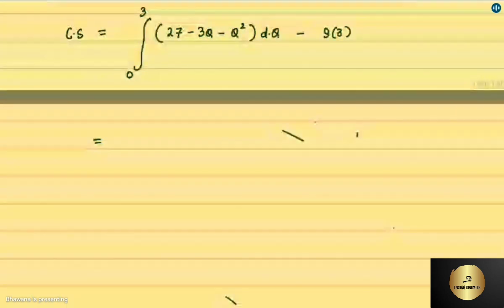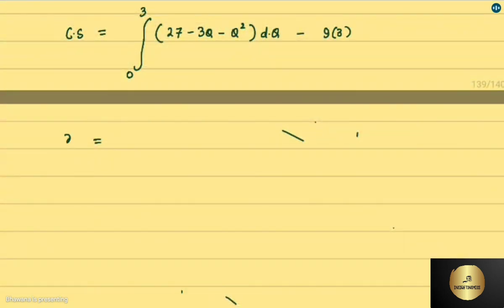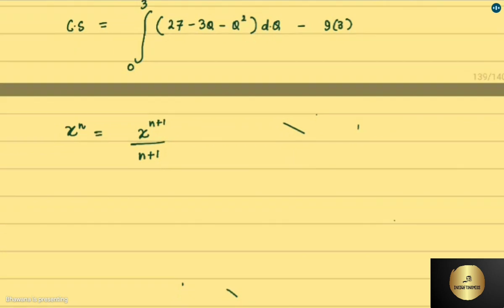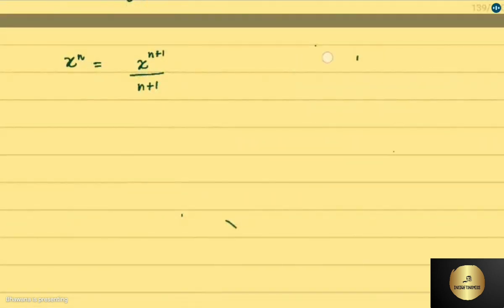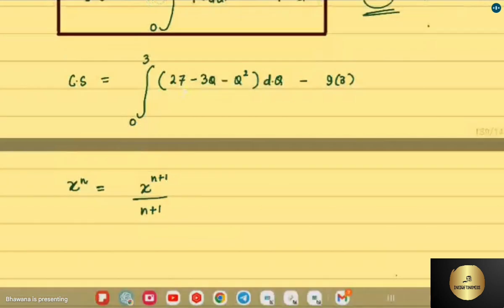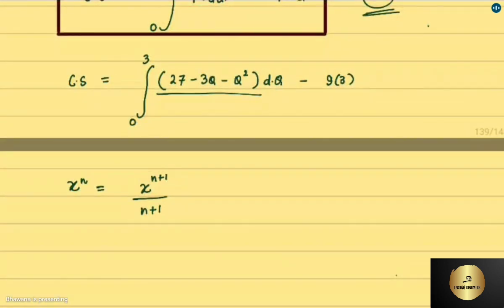So there is a general formula for integration that I will tell you. When you integrate x raised to the power n, it will be x to the n plus 1 divided by n plus 1. Now you are integrating with respect to q. So this means you have to multiply each of these terms by one q. First, to understand it, multiply by q.